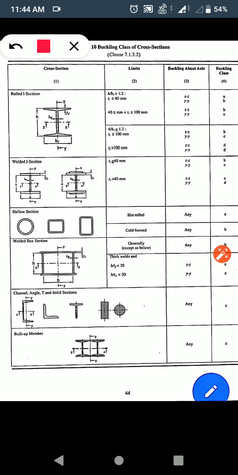So our section belongs to this first category, that is h by bf ratio is greater than 1.2 and thickness of flange is less than 40. So it is buckling class A for ZZ axis and it is buckling class B for YY axis.